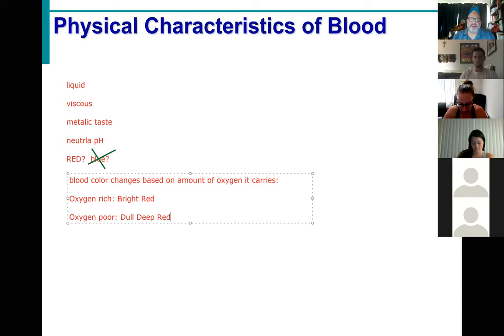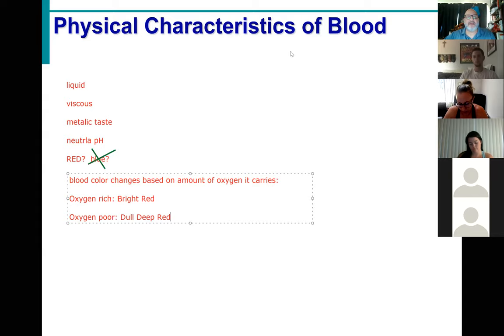And there's no such thing as deoxygenated blood. We have oxygen rich and oxygen poor. Both refract light at different rates because of the oxygen binding to the iron of our hemoglobin, giving us that dull or that deep red color. Excellent. I think we got most of it.